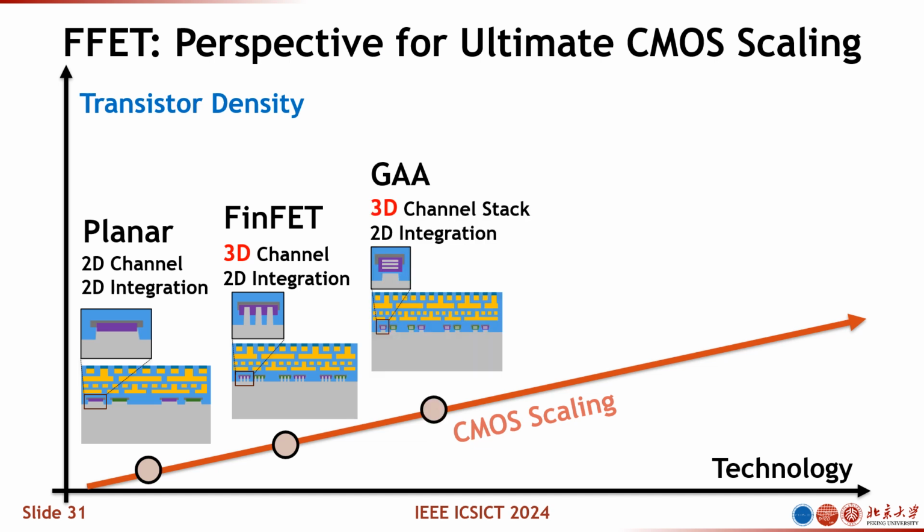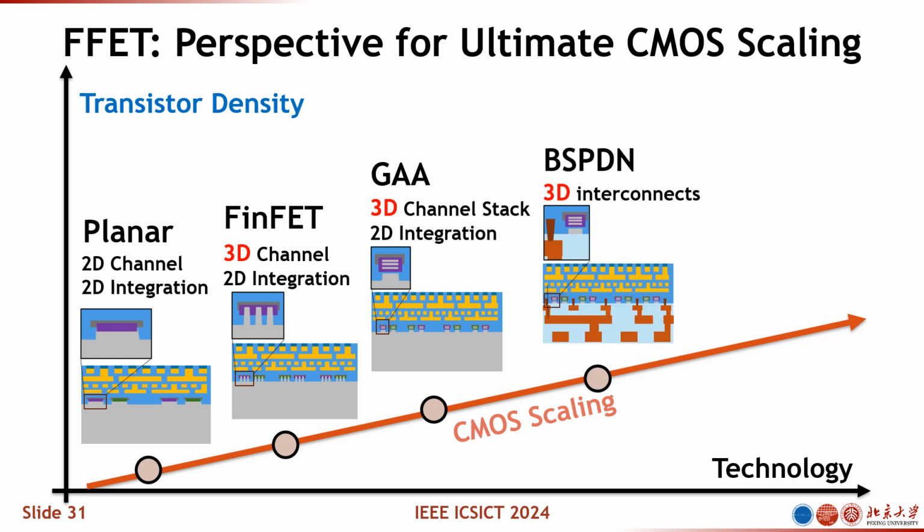And then we are going to have the GAA transistor, and the difference is that the GAA features 3D channel stacking. You have 3 or even 4 layers of nanosheets being stacked, but the transistor integration is still 2D. And on top of this, people are proposing to use the BSPDN, which features another level of 3D, which is basically that you have 2 layers of interconnects, and this is a 3D interconnect concept. And now, what can we do next in terms of 3D?